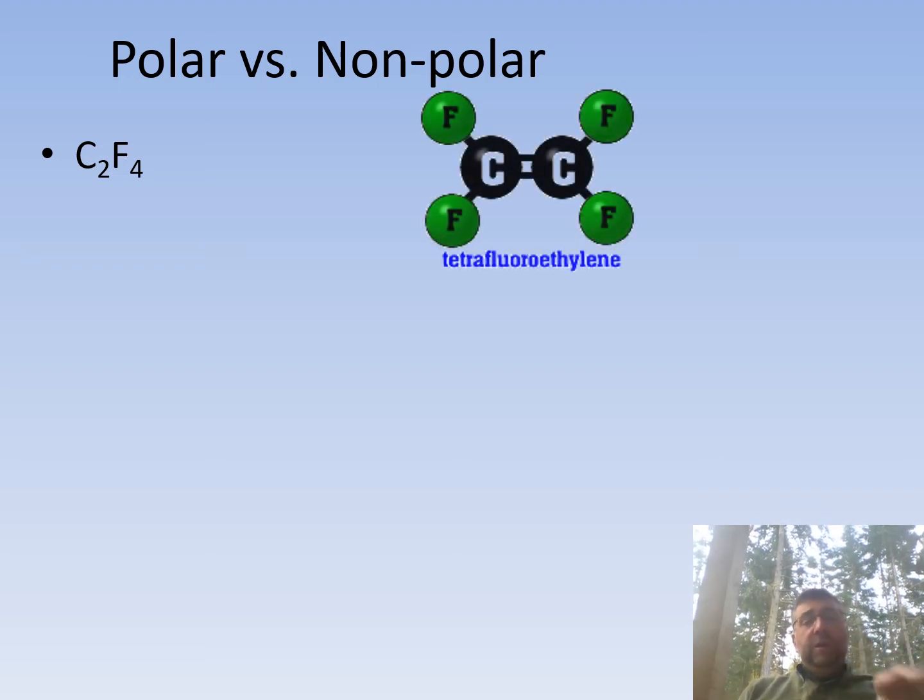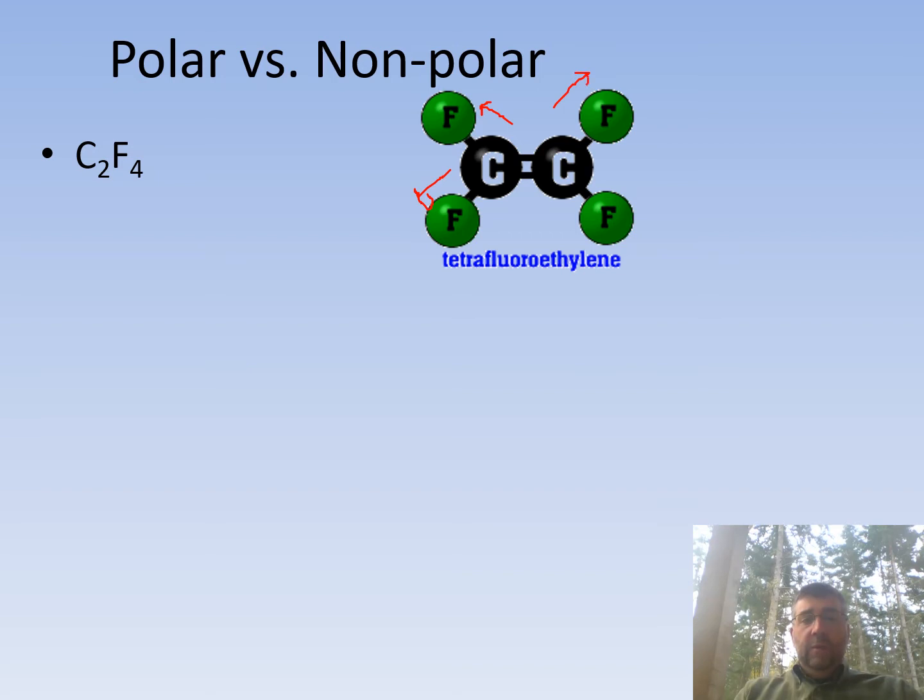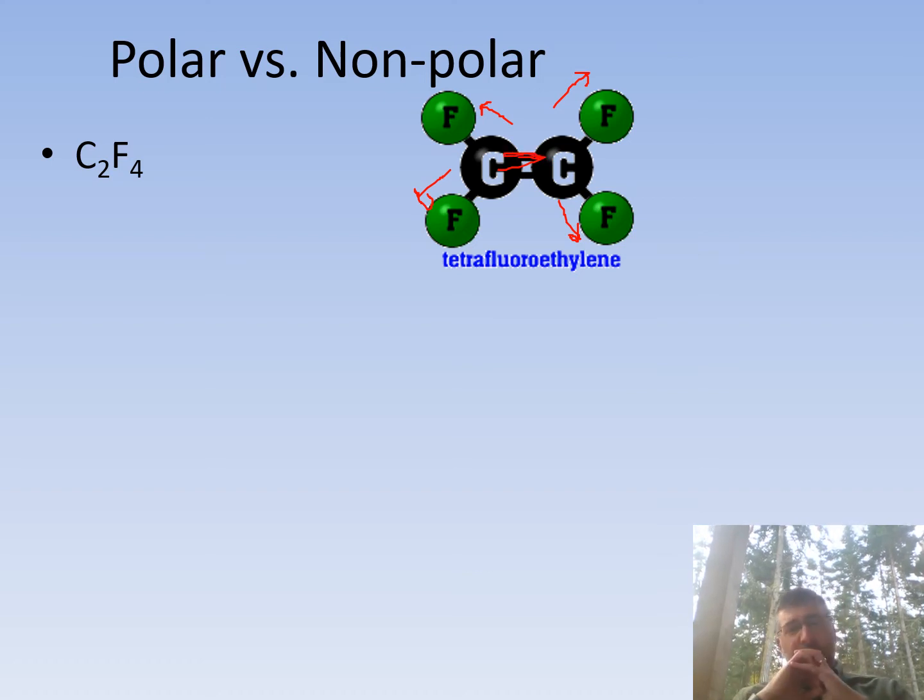So this is what the molecule looks like. We know that the carbon-fluorine bond is polar. And pretty much anything with fluorine is going to be polar. It's the most electronegative atom. So we know it's going this way, and we know it's going this way, and we know it's going this way. So we've got 4 polar bonds. We have a nonpolar bond in between the 2 carbons. What do you think? Is it polar or nonpolar?